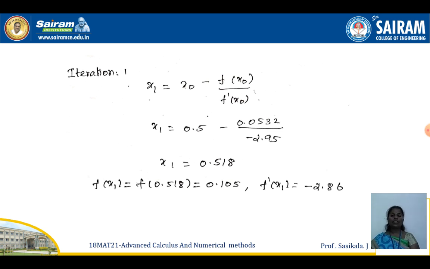Now we can move into iteration number 1. What is your iteration? x1, yeah, in the formula I can replace. What is that? n is equal to 1, isn't it? No, n is equal to 0, I can replace. I can get my x1 iteration. What is that? x naught minus f of x naught by f dash of x naught. So you can replace 0.5 and your f of x naught value and f dash of x naught value, and you can reach your x1. It is 0.518. So here also it is correct to 3 decimals. So obviously we need to go for the next iteration.